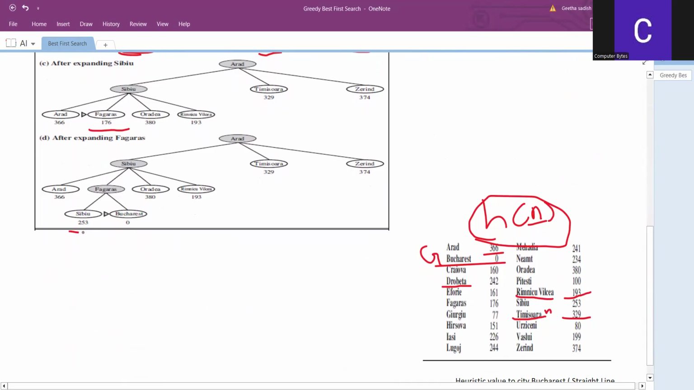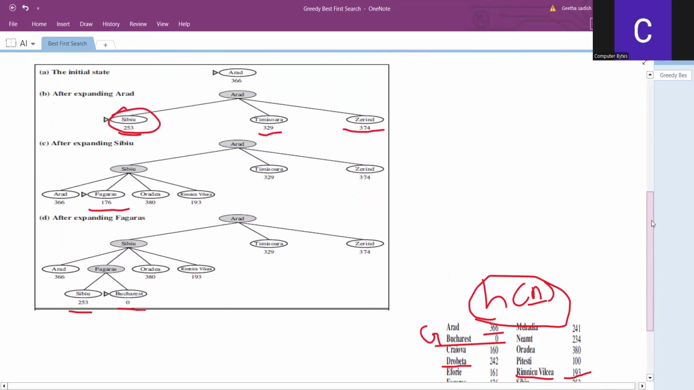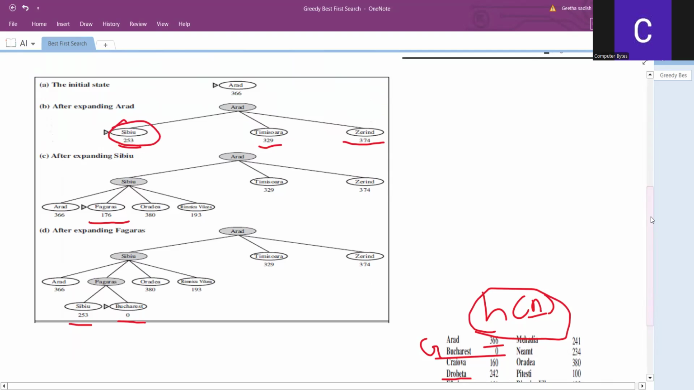Out of this h SLD, the goal node has 0. So the one which is 0 will be the goal node, and the greedy best first search stops over here. Greedy best first search tries to expand the node which is closest to the goal, which helps to find the goal node quickly.